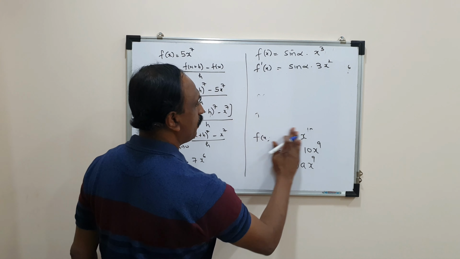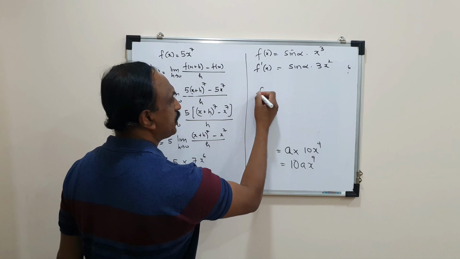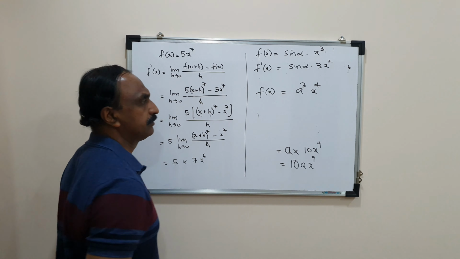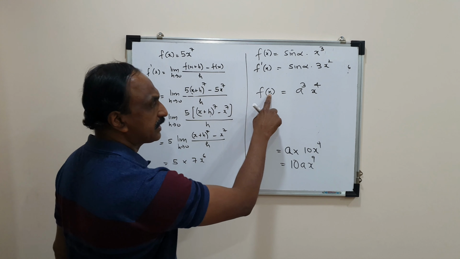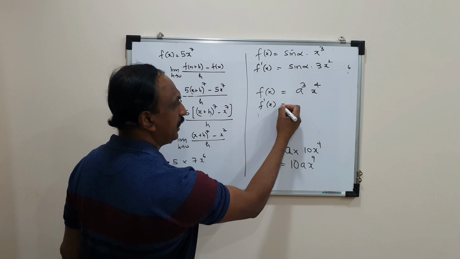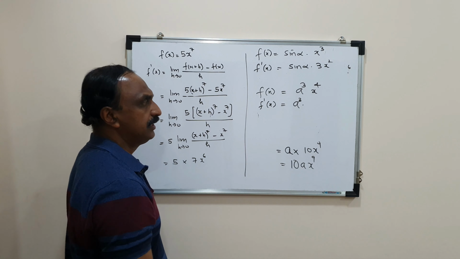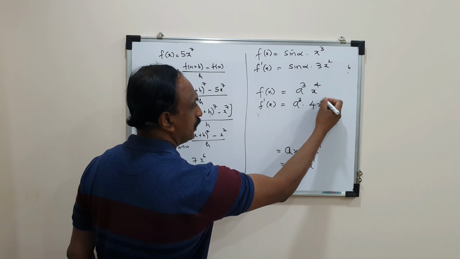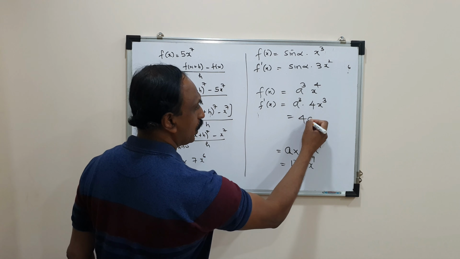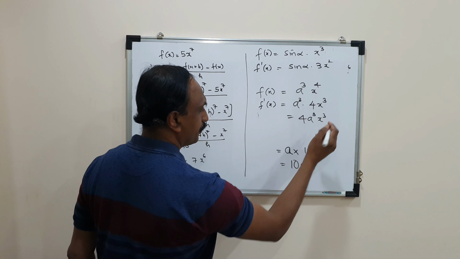Let's try to understand one more thing. The function is, let's say, a cube x raised to 4. The variable is x there. So the derivative with respect to x, f dash of x, will be a cube as it is, times the derivative of x raised to 4, that is 4x cube. So your answer is 4a cube x cube.